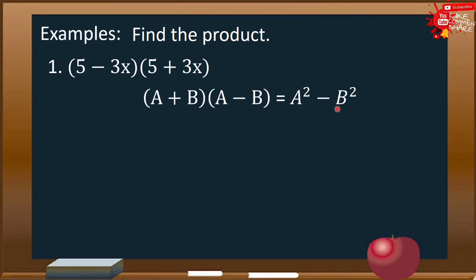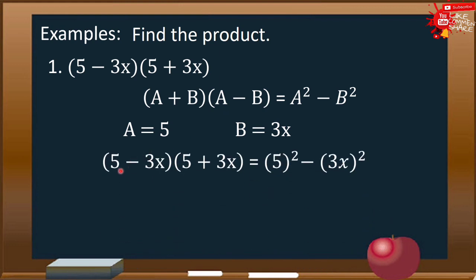So, let us identify first what is our A. So, our A is 5 and our B is 3x. Then, substitute it to our formula or equation here. So, we have the quantity of 5 minus 3x times the quantity of 5 plus 3x is equal to A squared, wherein our A is 5. So, that's why we have here the quantity of 5 squared. Then, minus, okay, B squared, wherein our B is 3x. So, substitute it. We will have the square of 3x.